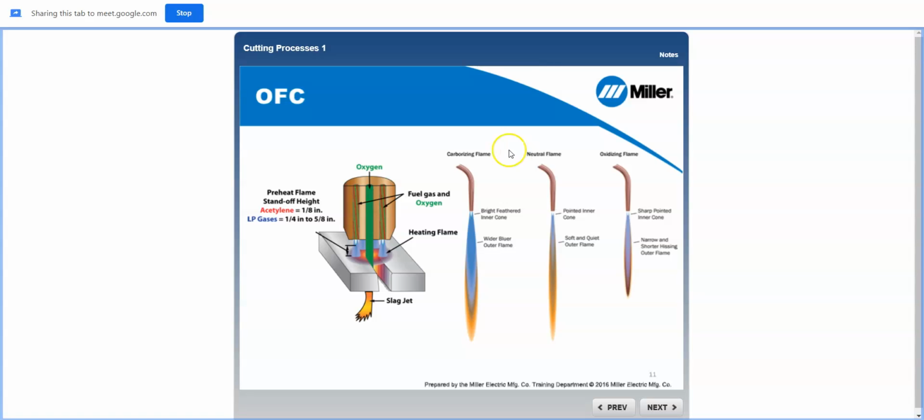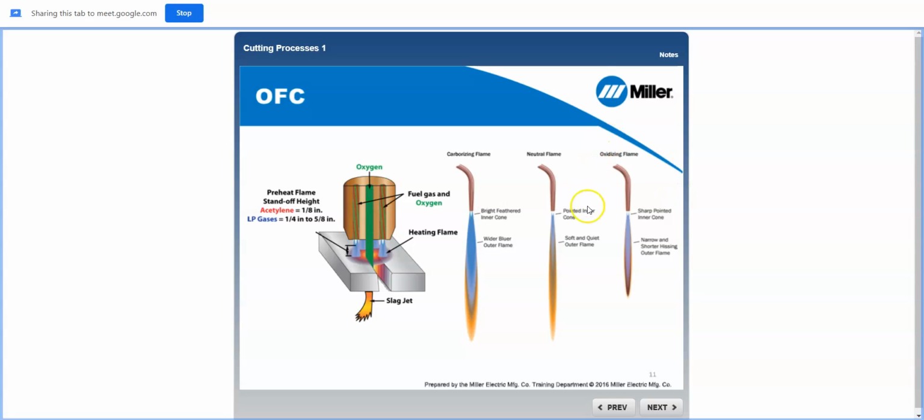Another type of flame that you might come across using an oxy-fuel system is a carburizing flame. This is where excessive amounts of fuel are used. Instead of that one-to-one ratio, we now have more fuel than oxygen, and this can add carbon to the surface of the material that we are working with.